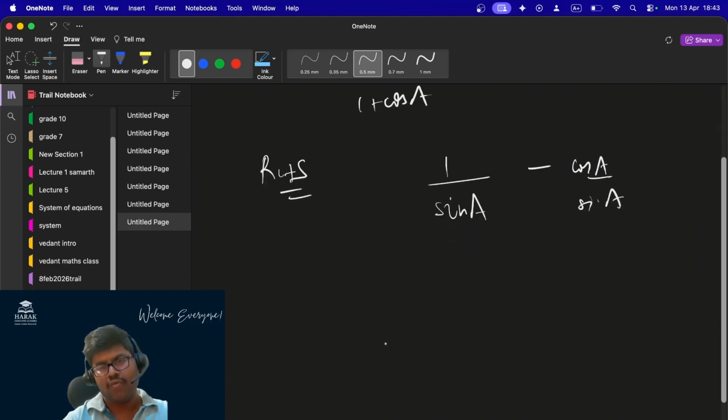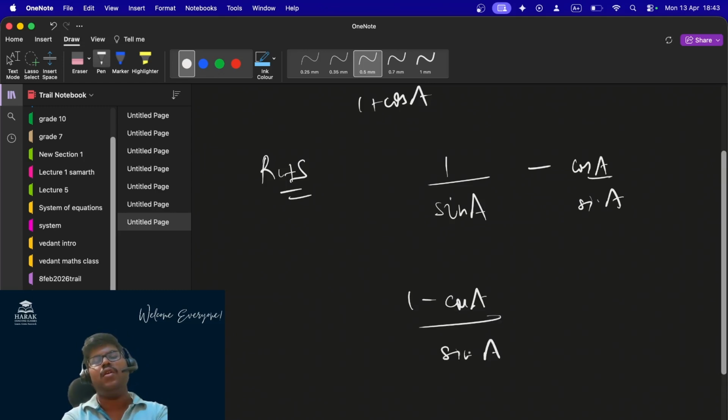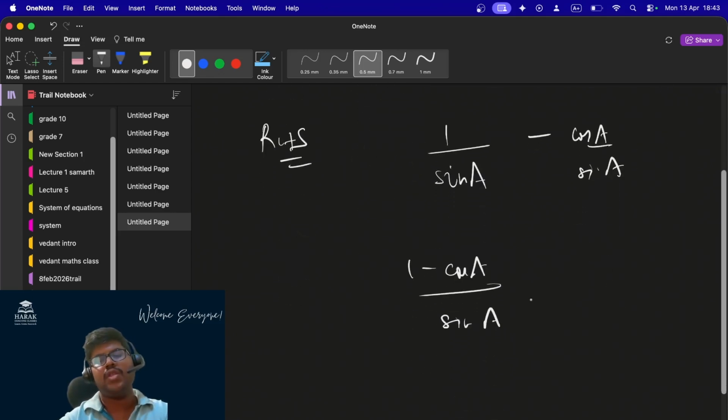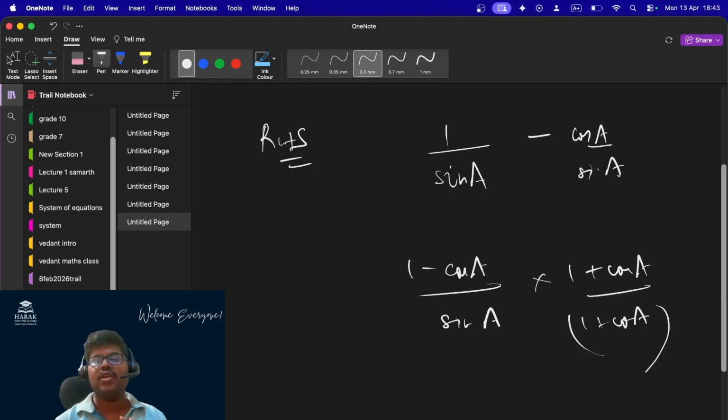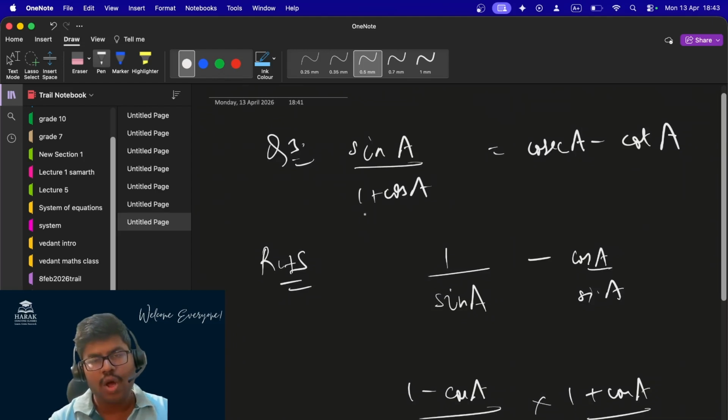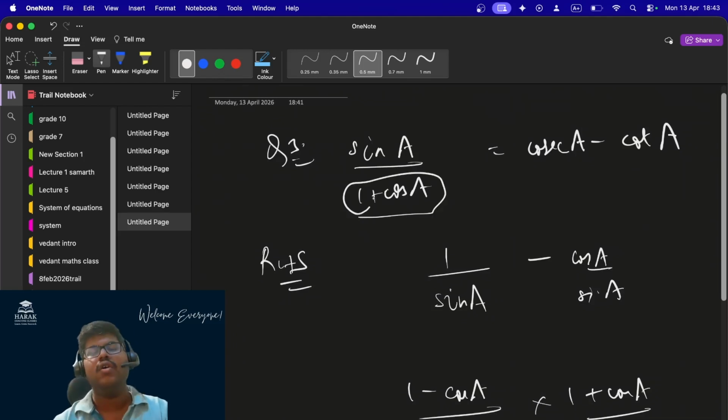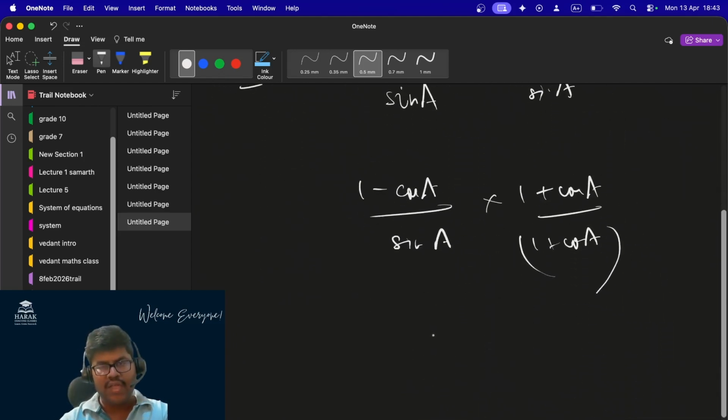Now coming to this, what is the idea? I can write 1 minus cos A over sin A, right? Now, in order to convert this into the LHS, what is a common thing? You can see if I multiply both numerator and denominator by 1 plus cos A. You might ask, sir, why have you done this 1 plus cos A multiplication? In the denominator, what we want is 1 plus cos A, so we have multiplied by 1 plus cos A.